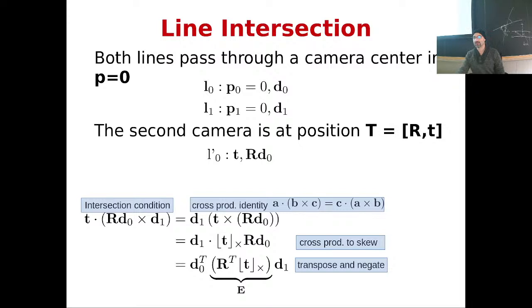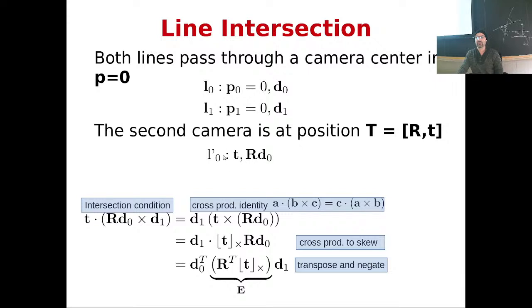And so we say that the second camera is located at a certain translation t with respect to the first, and at a certain rotation R, right? Clear? And so we could obtain a certain line, let's call it L prime 0, which is characterized from L0 by a certain translation vector, which is the translation t, and a certain rotation matrix, which is this rotation matrix. Okay? Is that clear?